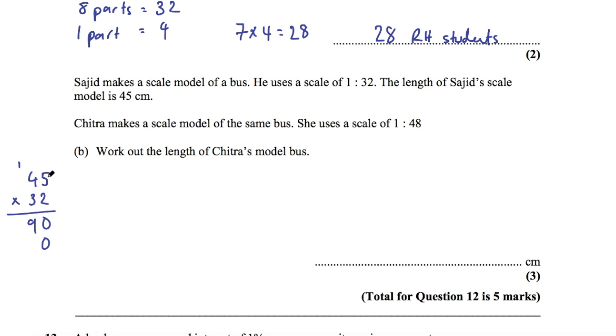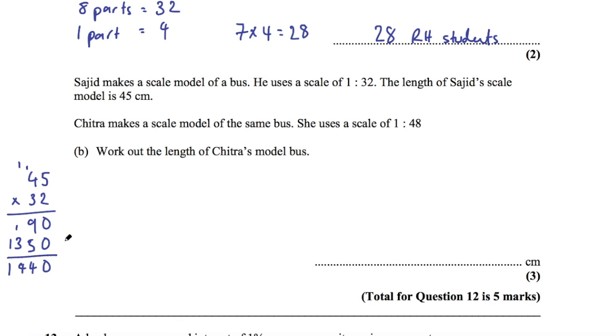And then let's do the tens. 5 times 3, that's 15. Carry the 1. 4 times 3, that's 12. Plus 1, that'd be 13. And then let's add these together. So 9 plus 5 is 14. Carry the 1. 3 plus 1 is 4. And then 1. So the total size of the real bus is 1,440 centimeters. So that'll be about 14 meters. So that looks about right.